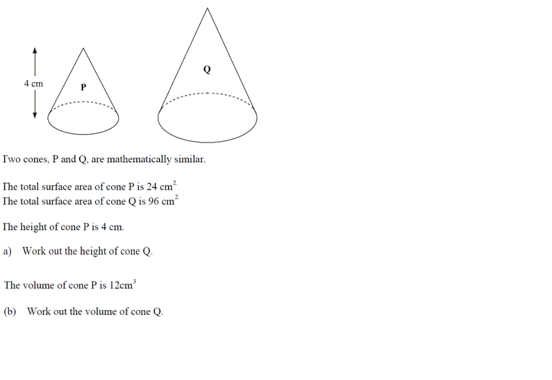Two cones P and Q are mathematically similar. The total surface area of cone P is 24, and the total surface area of cone Q is 96. So immediately, I go find the scale factor of the area, because that's what we're given. It'll be 96 divided by 24, which is 4. I know the questions are coming, so the scale factor of the length is the square root of 4, because you know the scale factor of the area is the scale factor length squared. So that would be 2.